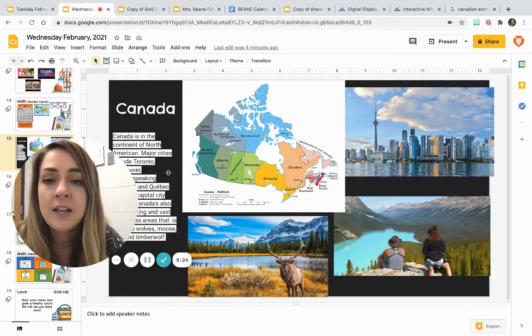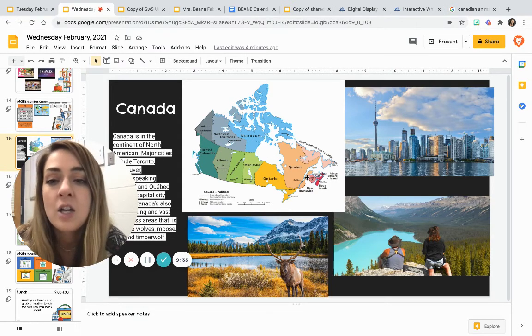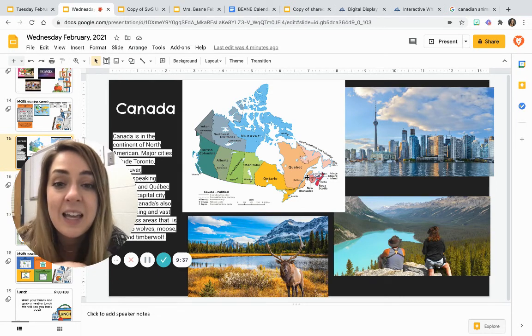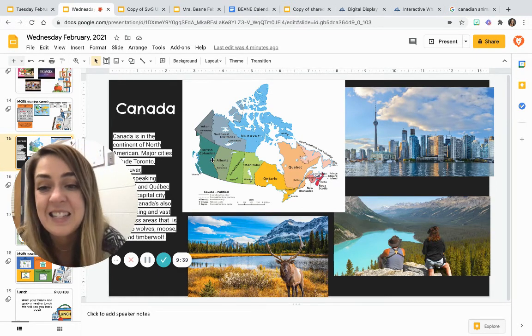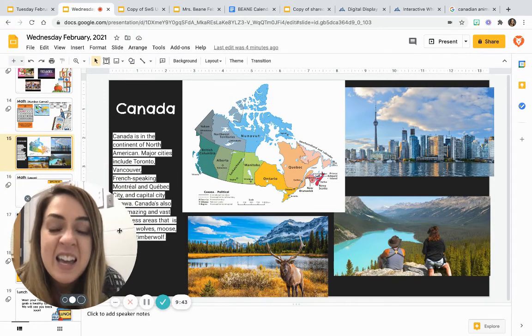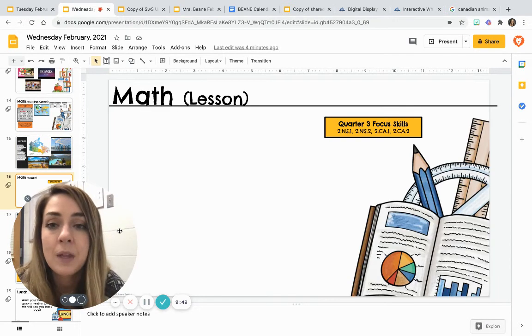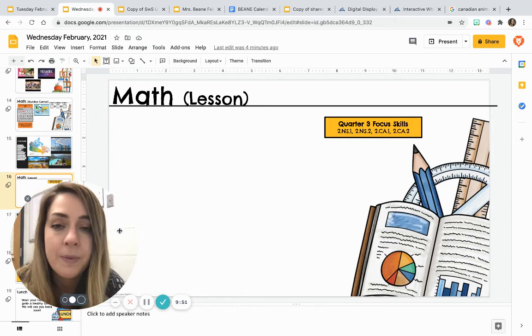All right, here are things that I'm going to draw your attention to. So these are the different territories in Canada, and there's some major cities like Toronto and Vancouver, and there's some places in Canada like Quebec and, it's escaping me right now, Montreal, where they speak French. So parts of Canada speak English and parts of Canada speak French. All right, the lesson will be added here.